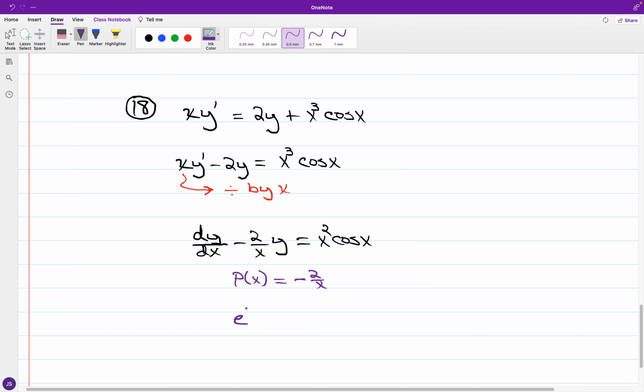And for the integrating factor, we have e to the integral of negative 2 over x dx, that is equal to e to the negative 2 times the natural logarithm of x, and that is e to the natural logarithm of x to the negative 2.